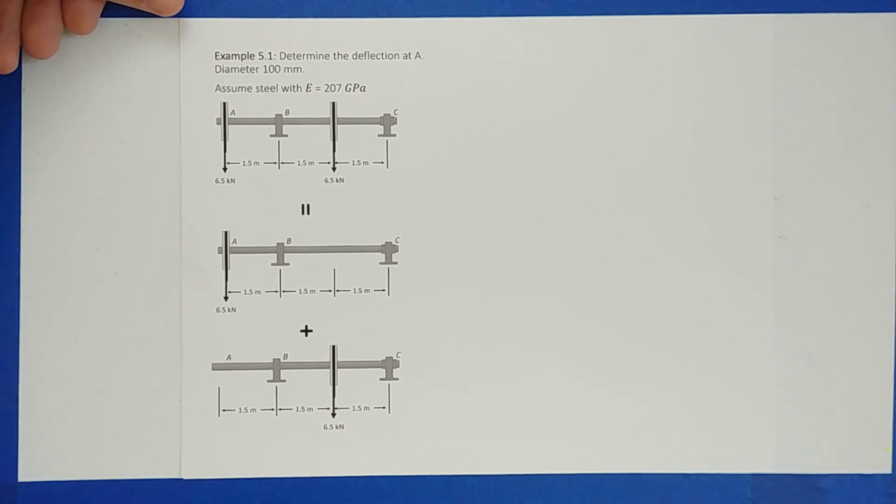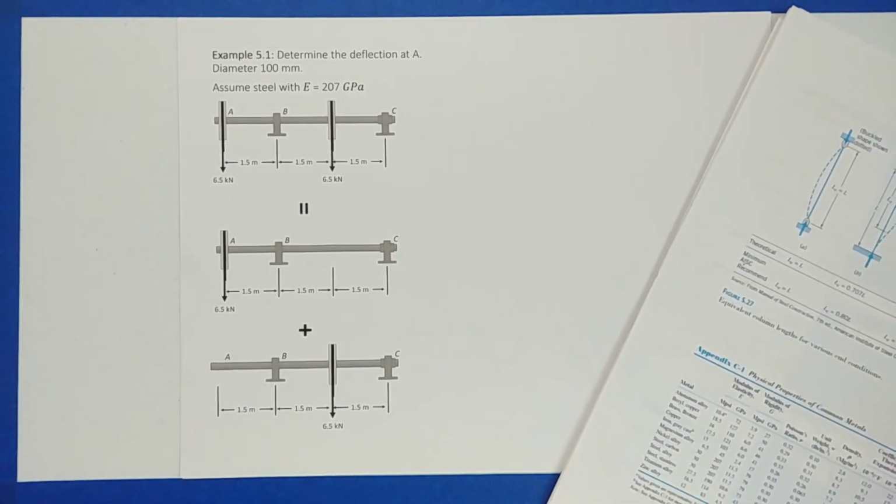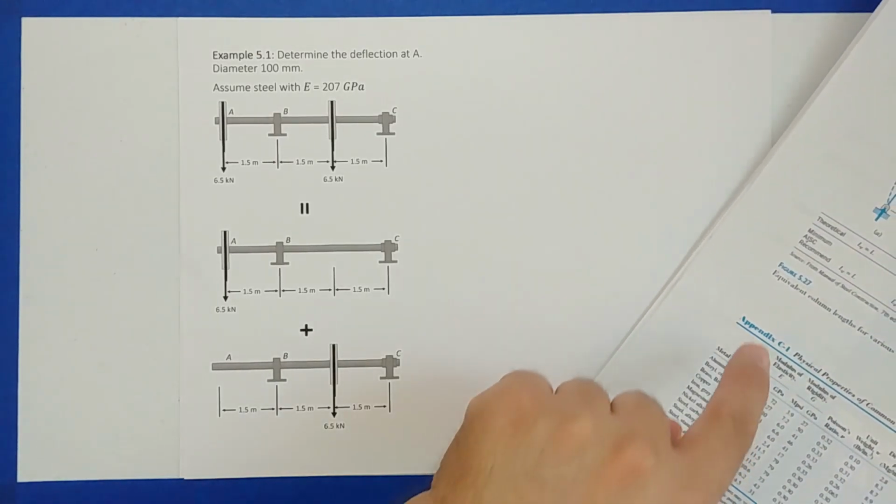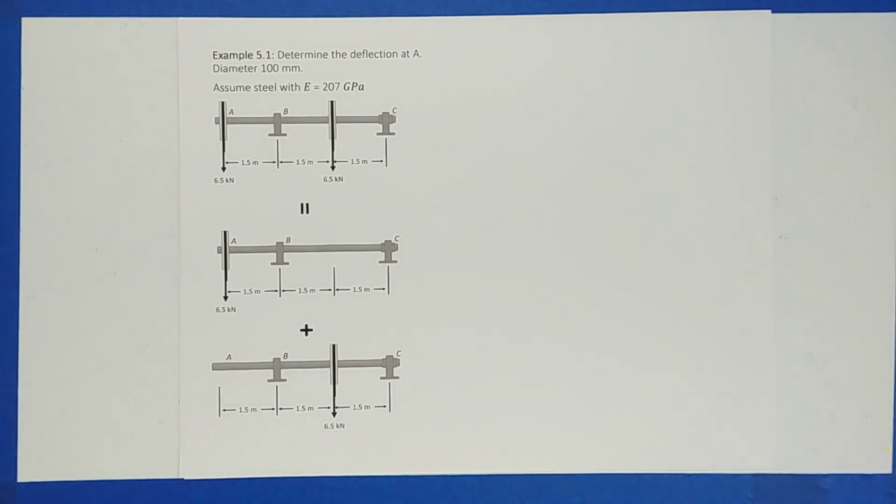If you ever encounter a problem where we just tell you steel, aluminum, bronze, remember that you can always reference the appendix C1 on your equation and reference booklet. Appendix C1 is going to give you the different materials, so you want to look for the modulus from there.